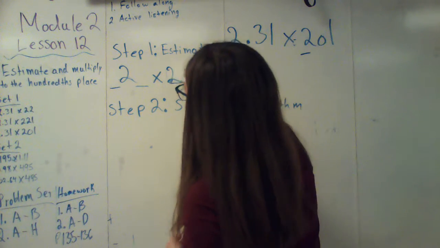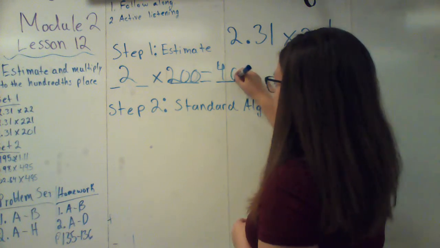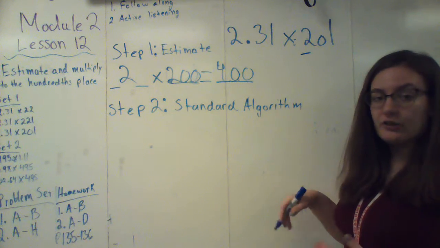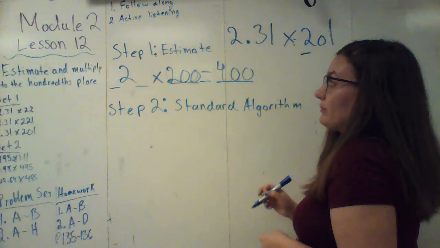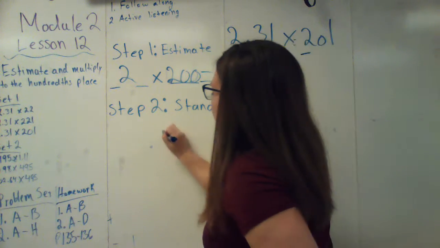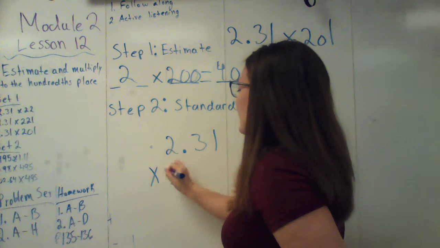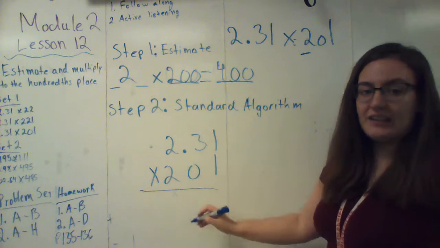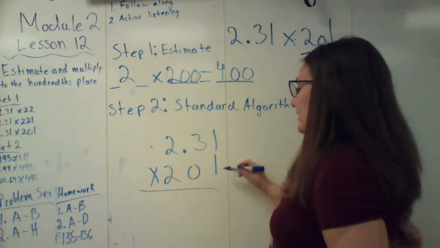So I still have 2 times 200, which is 400. And that tells me that my answer is going to be somewhere close to 400, just like it was close to 400 in the last problem that we did. And now I need to multiply. So I have 2.31 times 201. Remember, you want your digits lined up, but place value doesn't really matter too much just yet.